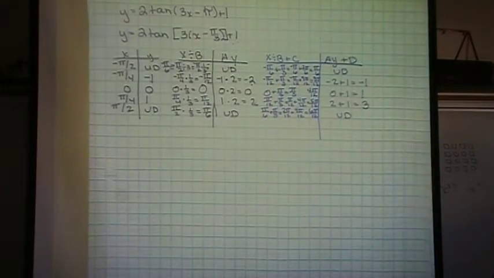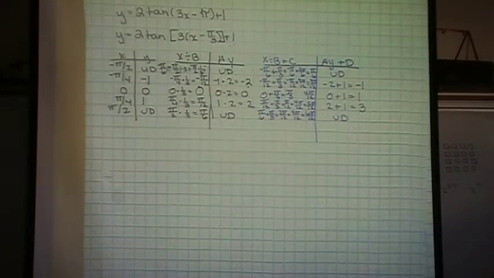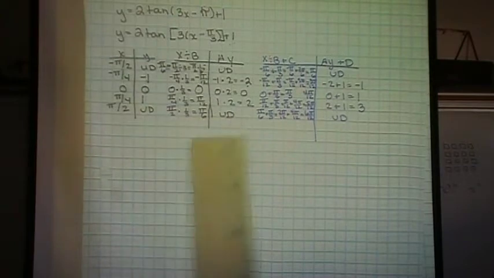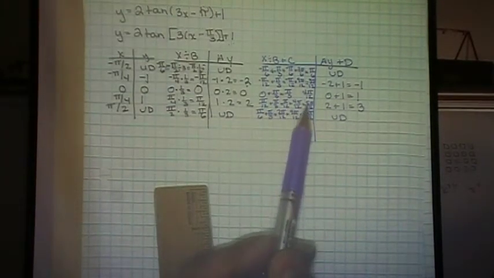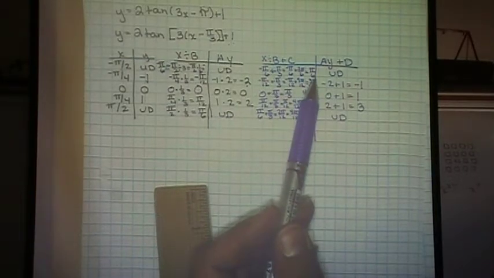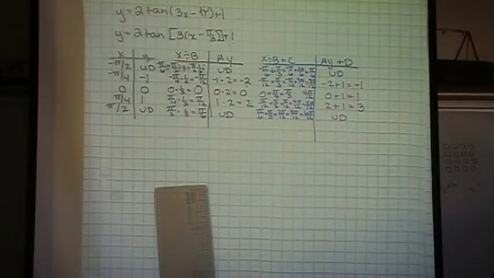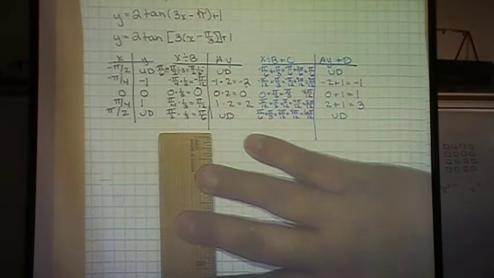Alright, so let's sketch our graph. Let me get a ruler. So I have all these 12s, so I want to count by 12s. Now the first one I didn't change, it was a pi over 6, so pi over 6 is 2 pi over 12. So let's make our graph.